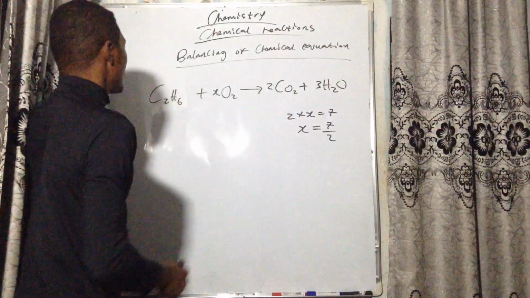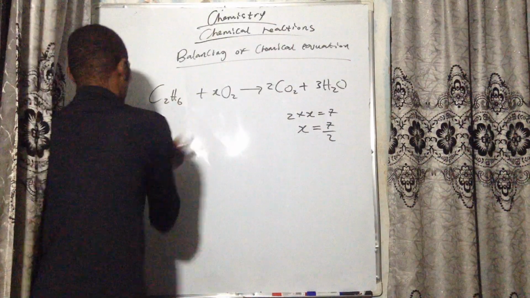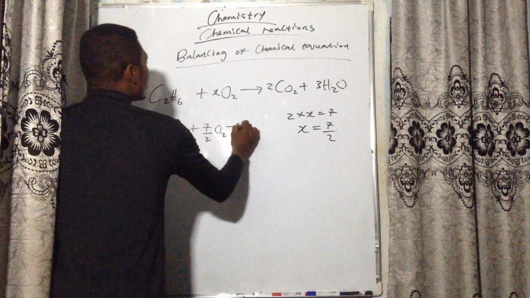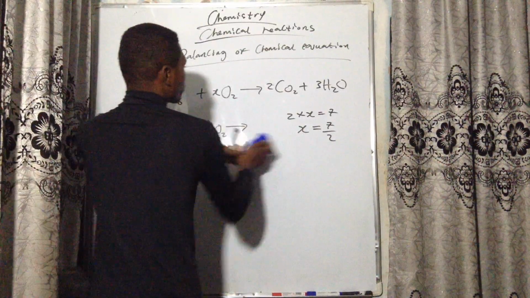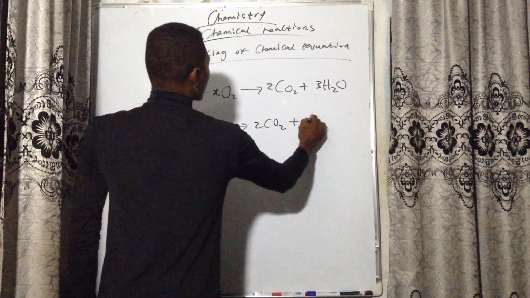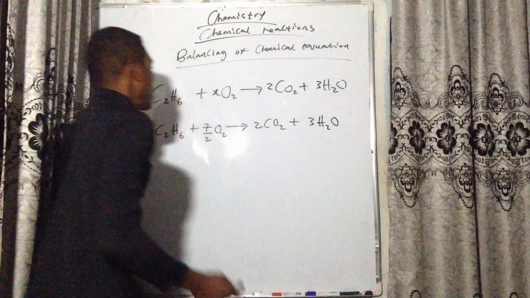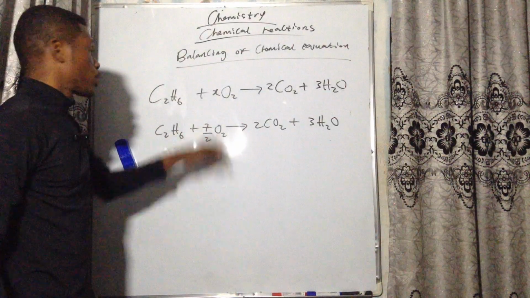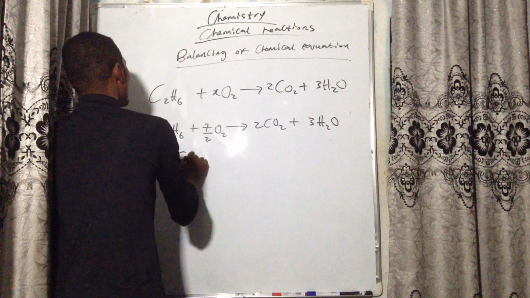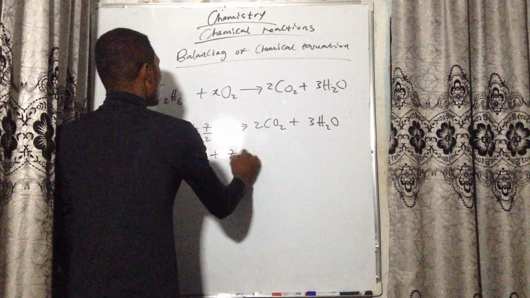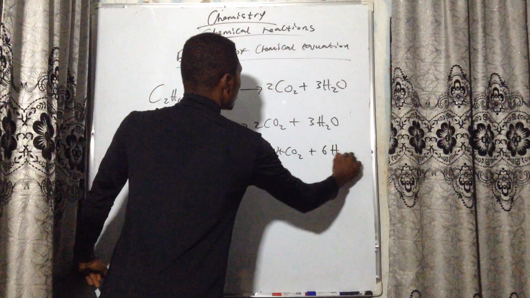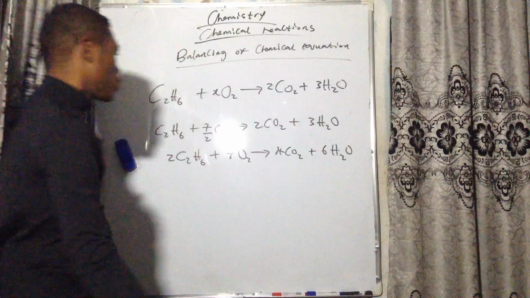Okay. Now see what will happen. Now let me write my equation. My equation becomes C2H6 plus 7 over 2 O2, giving me 2CO2 plus 3H2O. Now, I will not leave it like this, in fraction. So I will use 2 to multiply both sides of the equation. So I now have 2C2H6 plus 7O2, giving me 4CO2 plus 6H2O. Now, this is the balanced equation.